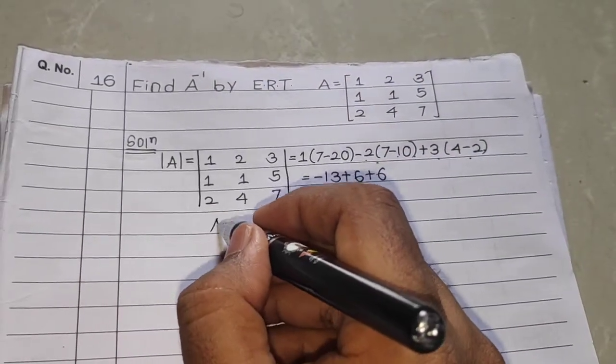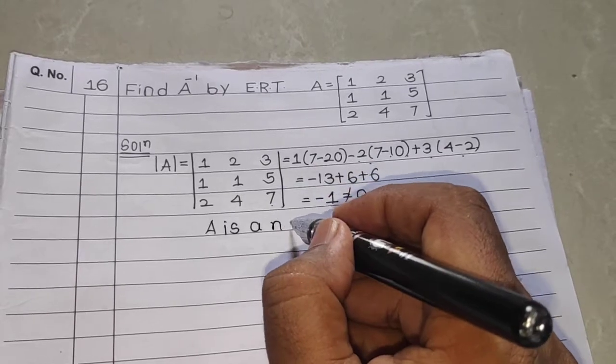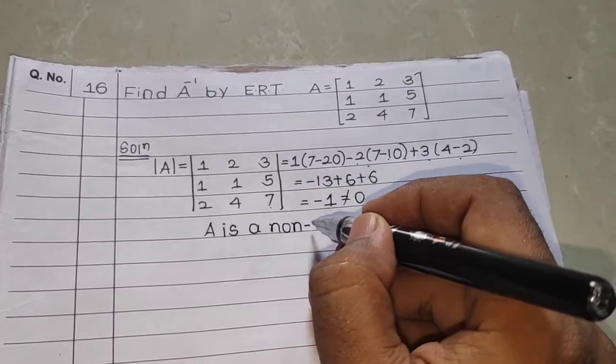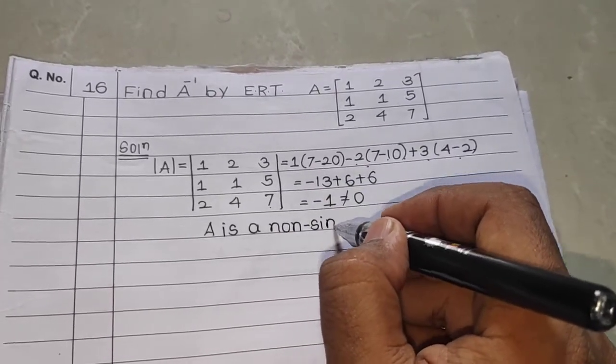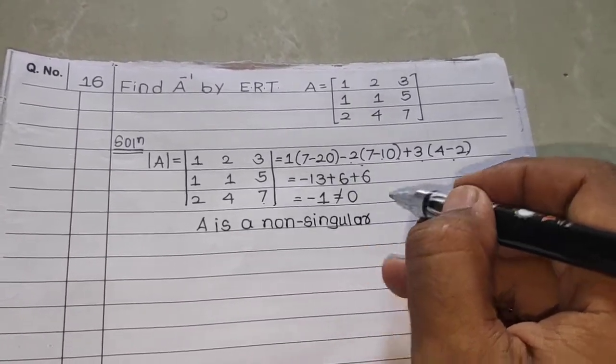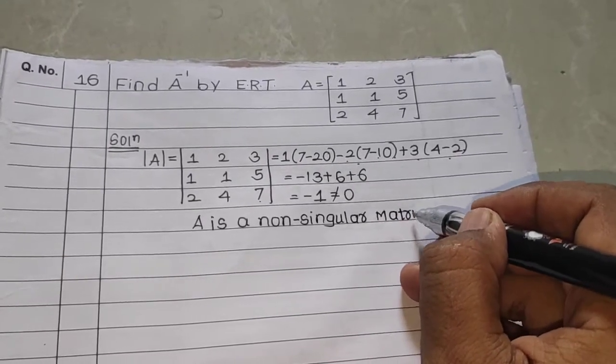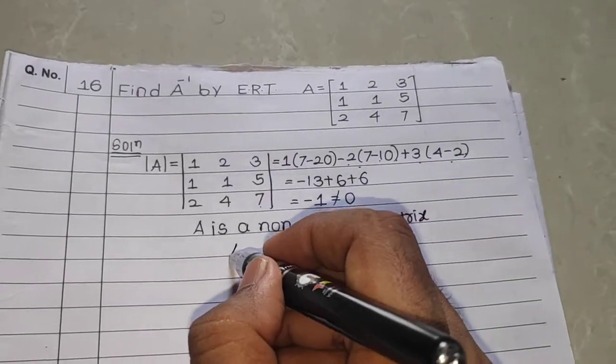This shows that A is a non-singular matrix. So if A is a non-singular matrix, I must say that A inverse exists.